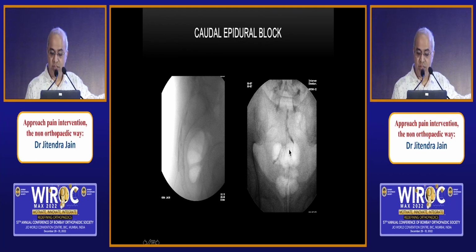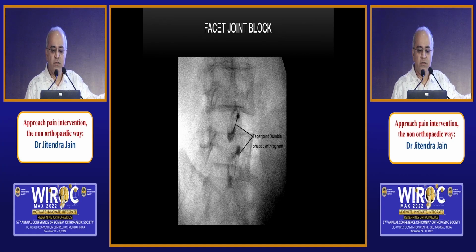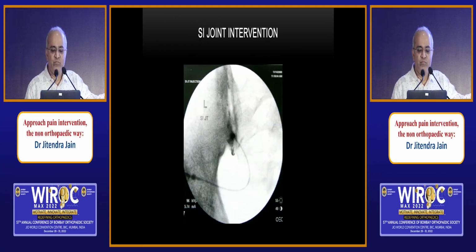You inject contrast to see if you are in the safe area so that you don't cause any complications, especially if you're injecting a huge volume of local anesthetic, which could be detrimental in some of these patients. Facet joint block: inject contrast. It's a very small space, so you don't inject contrast like 1 ml, 2 ml. You inject only about 0.2 or 0.4 ml of contrast, see the spread, and then inject your local anesthetic and steroid, which is again 0.5 ml or at the most 1 ml, good enough. SI joint block.